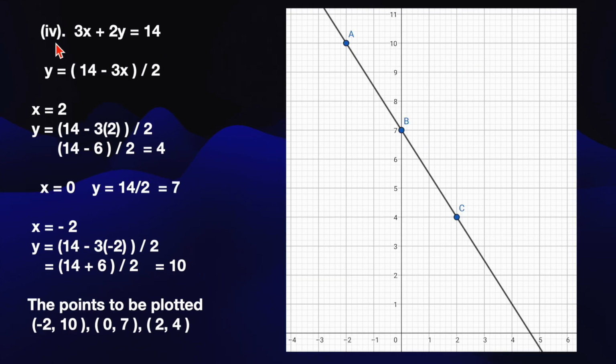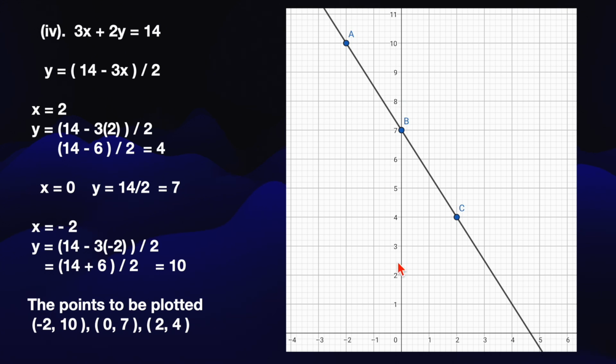Okay, next sum, 3x plus 2y is equal to 14. First write down y in terms of x: y is equal to (14 minus 3x) upon 2. Now here again we are going to put the value of x as 2 so that we can cancel out these fractions. Substitute and evaluate, you get the value 4. Put x is equal to 0, you get y is equal to 7. Put x is equal to minus 2 here and evaluate, you get y is equal to 10.